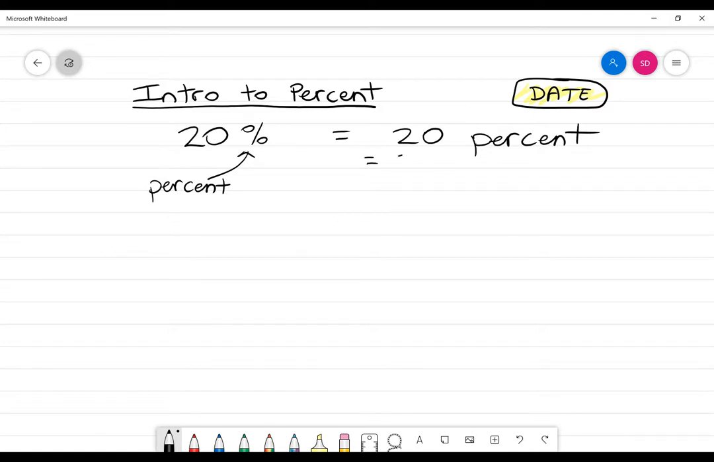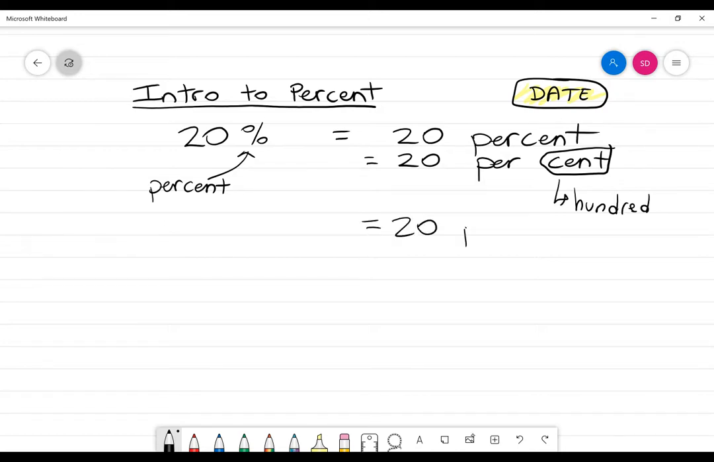Let's break down that word percent because it's per cent. So cent, remember, means 100. It's another way of saying 100. The way to think about that is like a century is 100 years. So really, this is 20 per 100. So percent means out of 100.